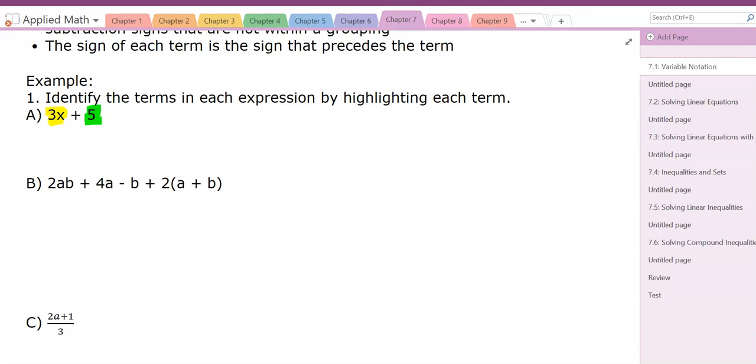For this next one, the 2ab is a term, 4a is a term, the negative b is a third term, and the last term would be this 2 plus a plus b. So each one of those is a separate term because they're all separated by a plus or minus sign.